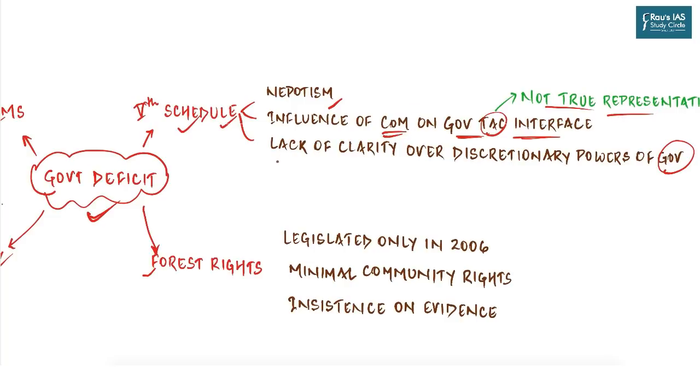And apart from that, there is a lack of clarity over the discretionary power of the governor. We know that according to the Constitution of India, the governor is to act on the aid and advice of the Council of Ministers. But according to the provisions of the 5th schedule, the governor can act on their own when it comes to matters related to the scheduled areas. And so this has led to a lot of confusion, and in essence, the true purpose for which the provisions of the 5th schedule were constituted has not been realized.